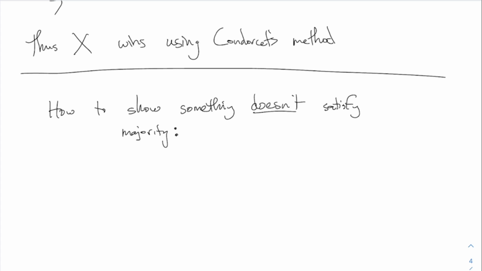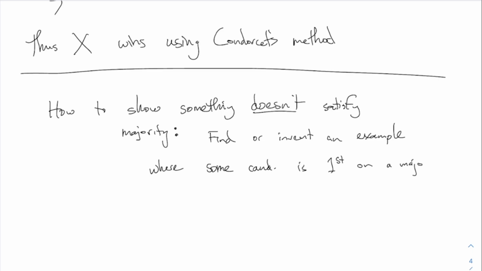So to show something doesn't satisfy the majority, you need to find or invent an example. Maybe you can look through your notes if this is a homework question or something. Find or invent an example where some candidate is first place on a majority of ballots, but loses the election.